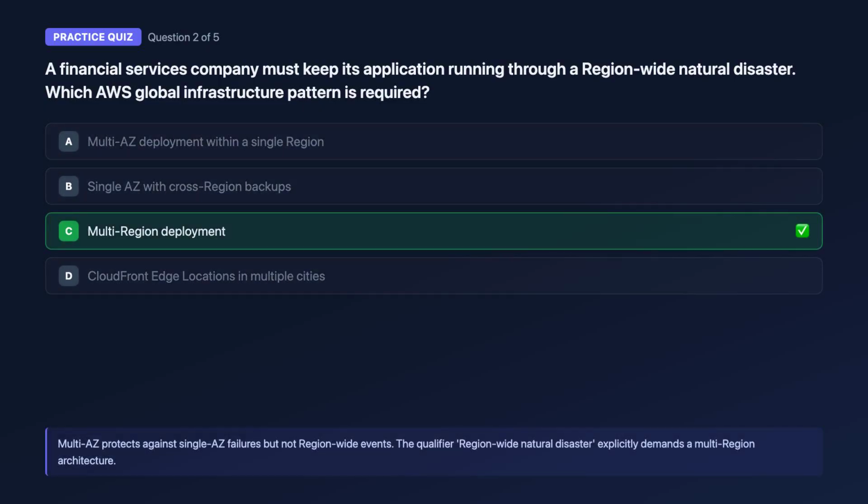The right call here is C, multi-region. The qualifier word is region-wide. Multi-AZ is enough for an AZ outage, but a region-wide event takes down the whole region, so you need a second region to survive. Notice how the qualifier flipped the answer from scenario 2 in this video. Same family of question, different requirement, different smallest sufficient construct.